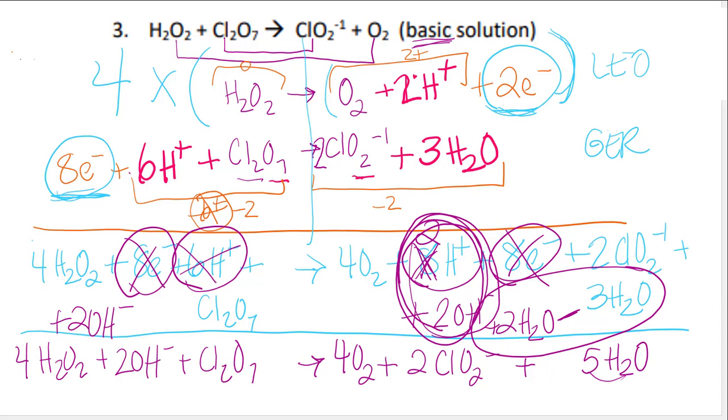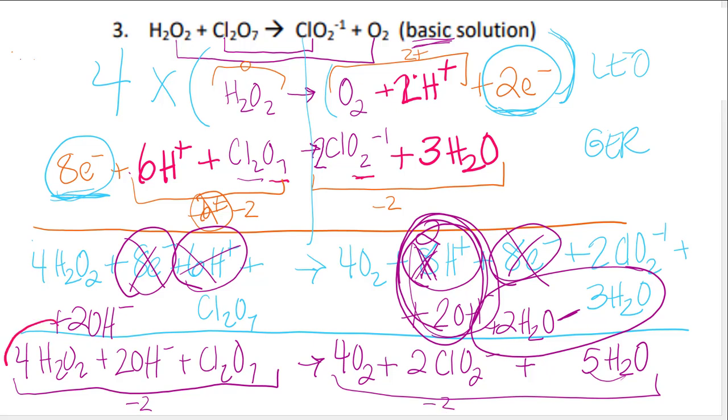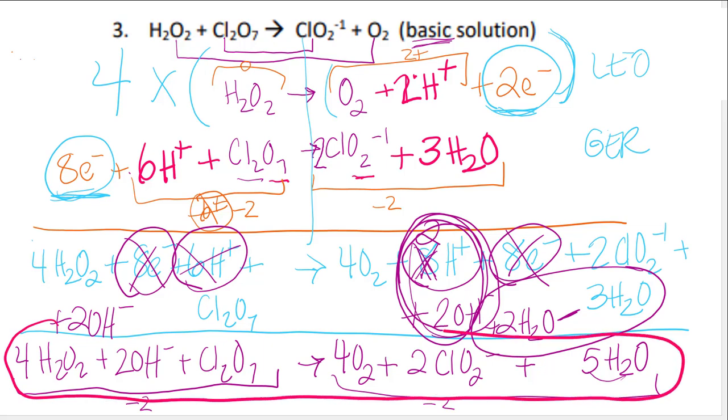8 O's plus 2 O's is 10, plus 7 is 17 O's on the left. On the right I have 8 plus 4 is 12, plus 5 is 17. And I think my last thing is chlorines. 2 chlorines on the left and 2 chlorines on the right. Now let's check charge. I have 2 OH minuses, so that's a -2 charge. And on the right, I have 2 ClO2 minuses, so that's a -2. This should be our final net equation.